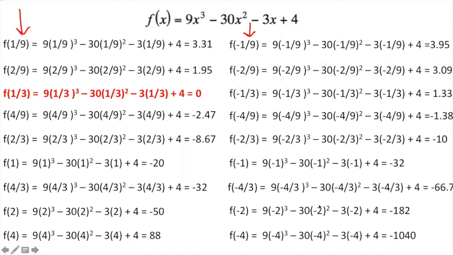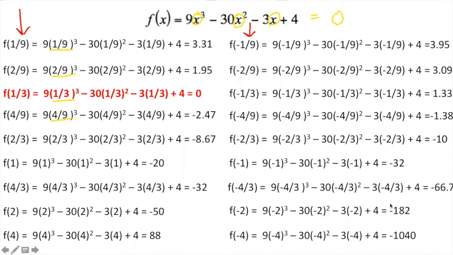So for all my x values, right, I'd have to plug in for x here, here, and here. So in this one, I plugged in a 1/9. In this one, I plugged in 2/9, 1/3, 4/9. And you're looking for zeros of the function where f of x is equal to 0. And you can see all my results here.